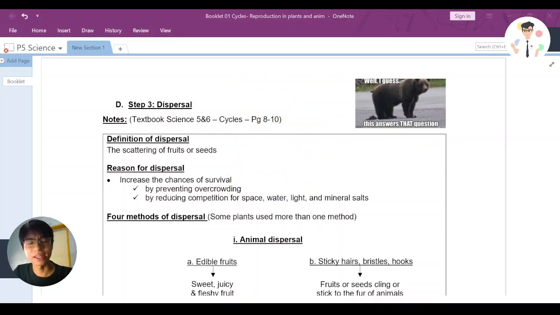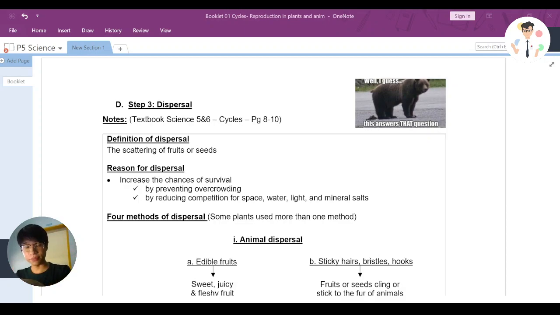Welcome back to digital class, and this is our discussion for step 3, dispersal. Just a quick reminder, we are now learning about the processes of the sexual reproduction of flowering plants. We go through step 1, which is pollination: the pollen grains transfer from the anther to the stigma.